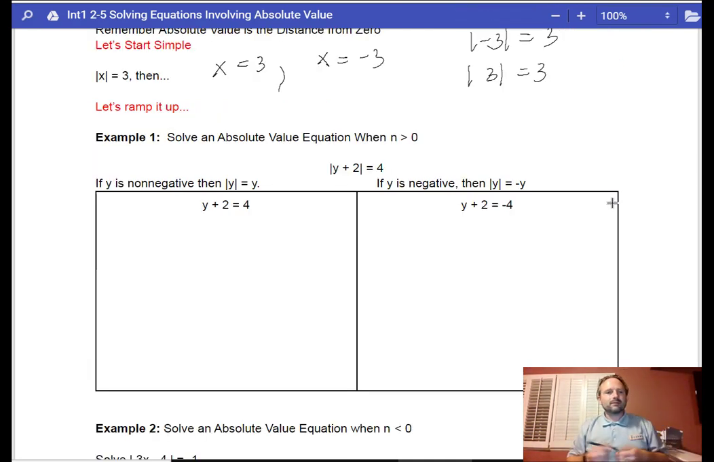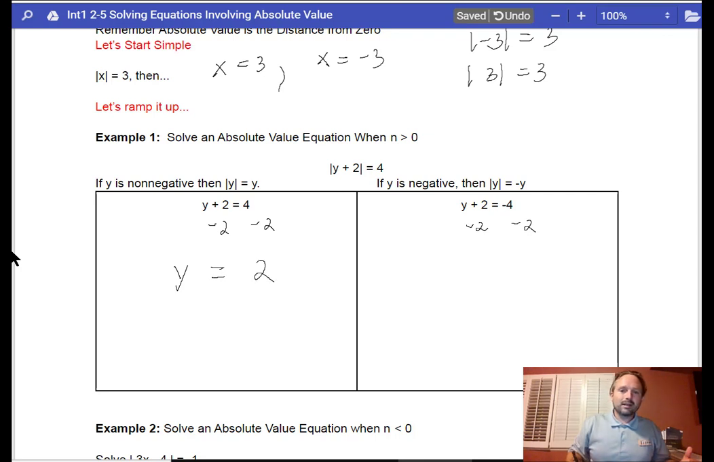All right, if we have the absolute value of y plus 2 is equal to 4, then we know that y plus 2 is equal to 4, and y plus 2 is equal to -4. So now we can just solve by using our properties of equality. This would be using the subtraction property of equality on both sides, and we would get y is equal to 2, and y is equal to -6.